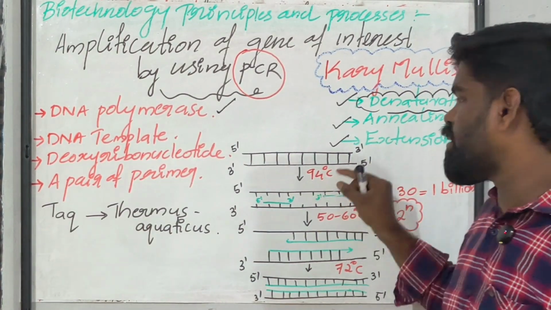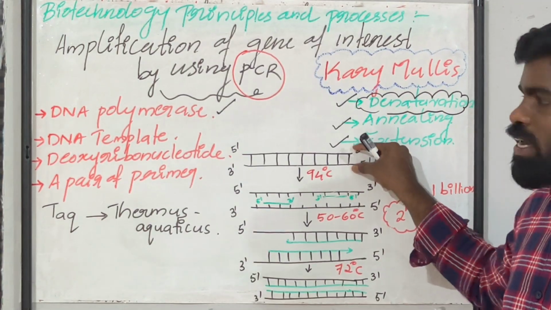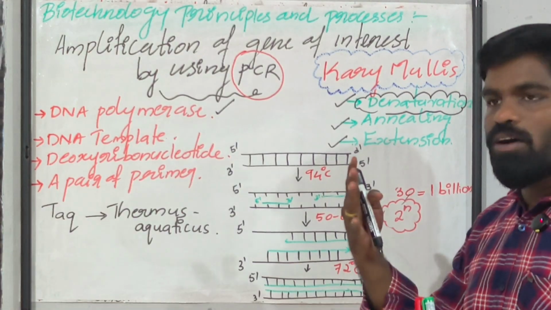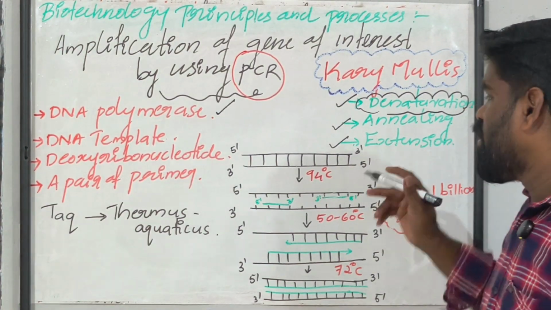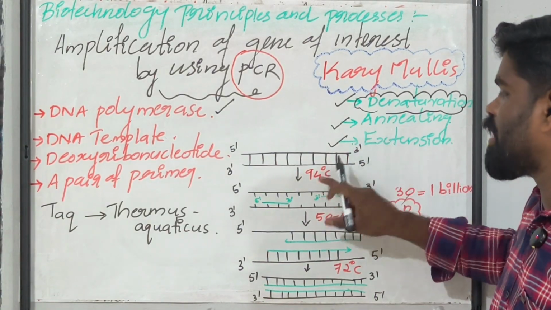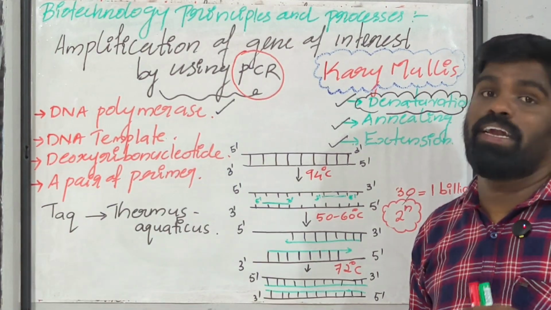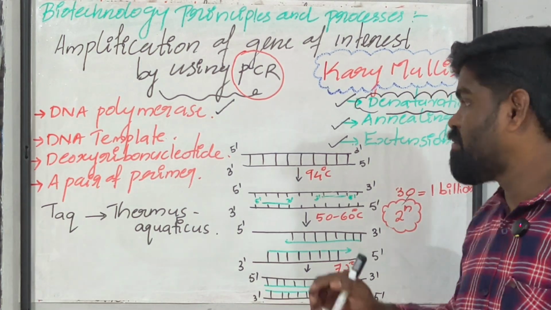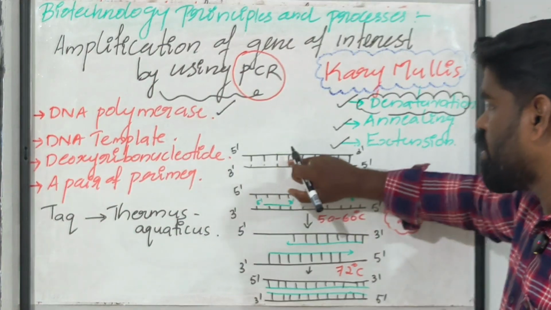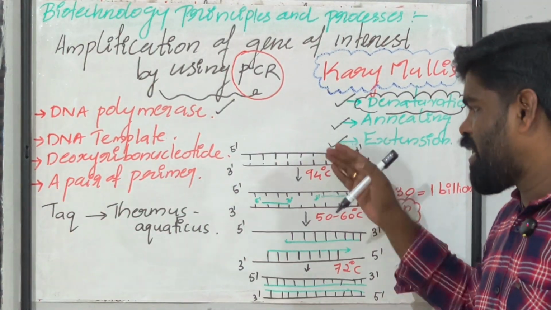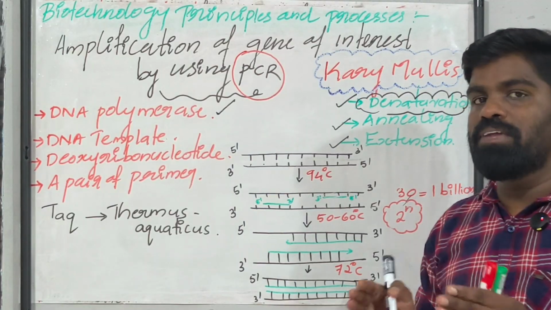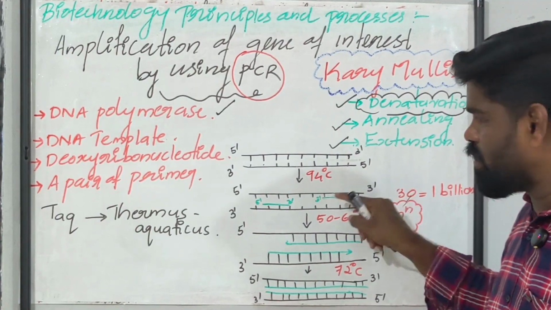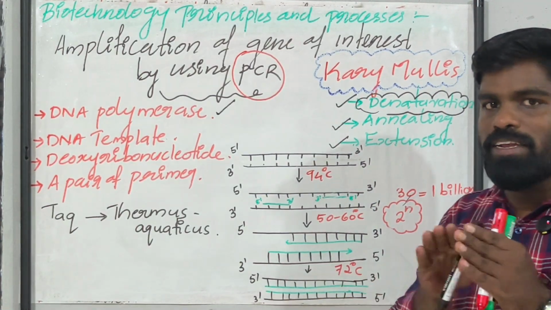Denaturation means, consider this as the DNA template, as I have already mentioned. From this DNA template, we are going to amplify. This DNA template is treated with approximately 94 degrees Celsius. When we treat it with 94 degrees Celsius, the hydrogen bonds will break, and the double stranded DNA will become single stranded. You can see here that two single stranded DNAs are there. There is no connection; the hydrogen bonds are broken down.